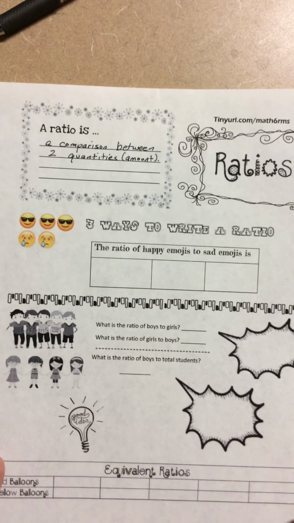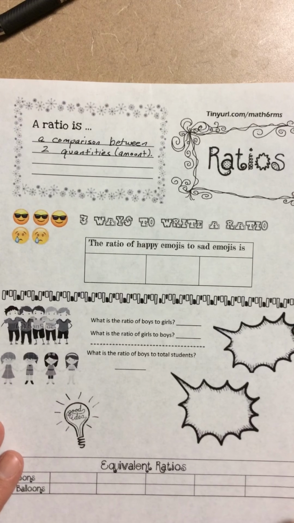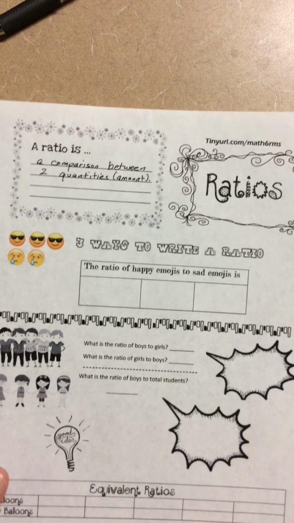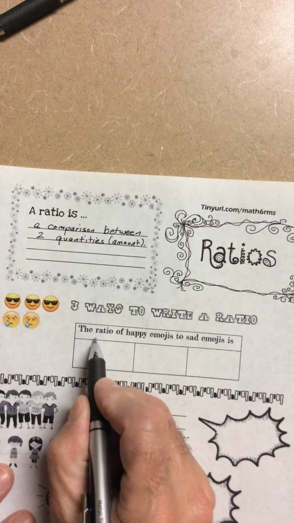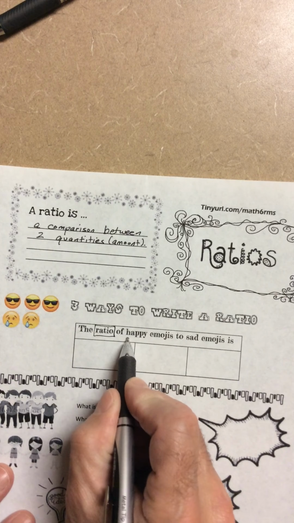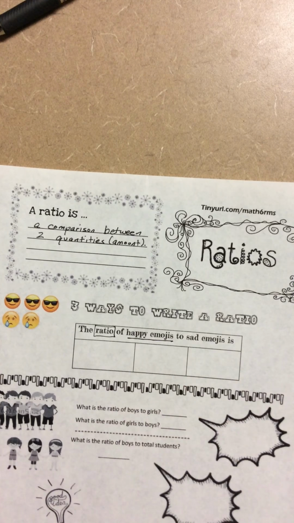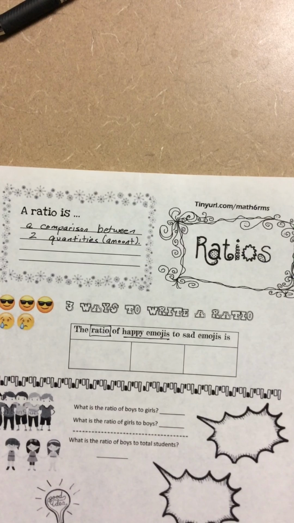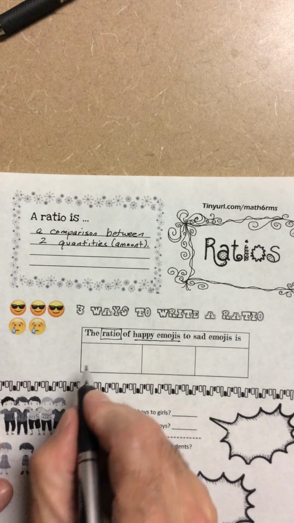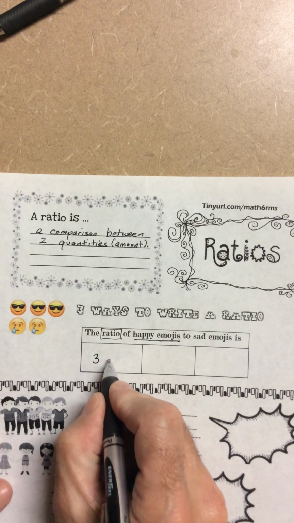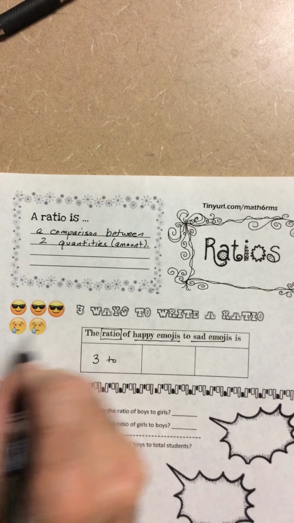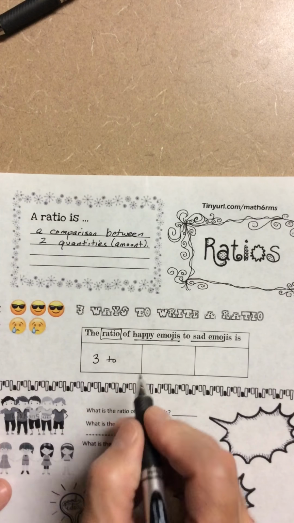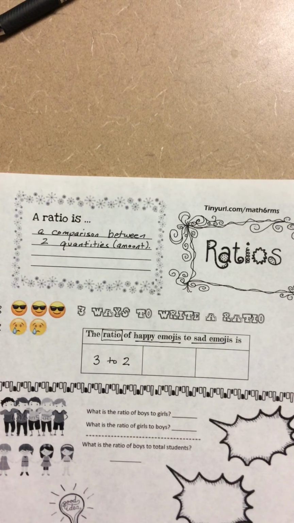All right. So there's three ways to write a ratio, and it's a ratio of happy emojis to sad emojis. First, you need to notice that after you see the word ratio, whatever's first, you would write first on the ratio. So happy emojis first. 3 happy emojis, 2 sad emojis. How terrible. So one way to write the ratio is 3 to 2.